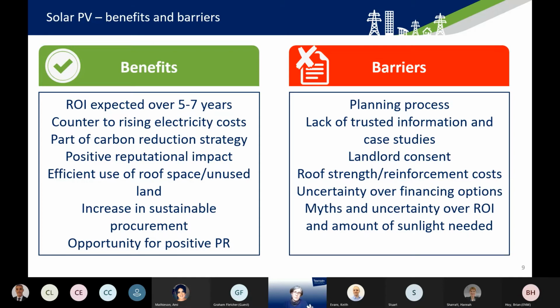But as you can see from the businesses that we surveyed, there are a number of benefits. So the return on investment is expected to be between 5 and 7 years. It does not only counter the cost of rising electricity, but it gives you a predictable cost of electricity over a period of time, because you know where at least a portion of your supply is coming from, and you know how much it's going to cost you for the next 20, 25, 30 years. And it obviously enhances your environmental reputation and just your reputation in general, which gives rise to opportunities for PR, promotion, that kind of thing.